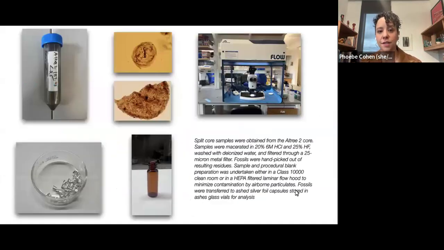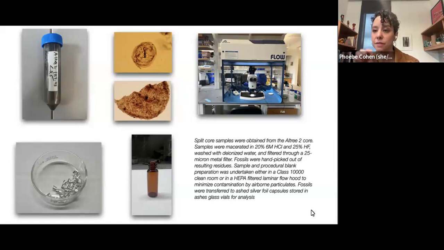So we went ahead and tried to test this hypothesis using fossils from the Velkerri core, from the Velkerri Formation. This is just a very brief overview of methods. We macerated samples, washed them with DI, and filtered. They were handpicked out of the resulting residues in a laminar flow hood to reduce contamination, and then packaged in ashed silver cups and ashed glass vials for analysis at Syracuse University.